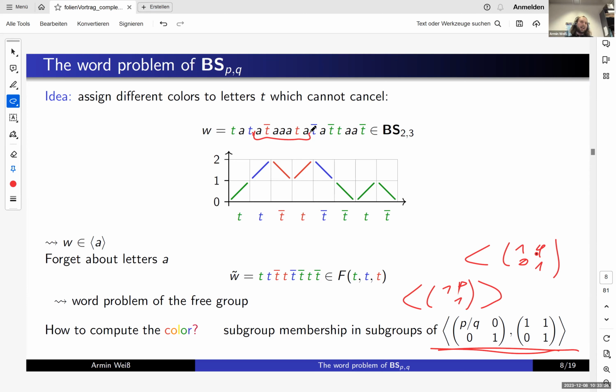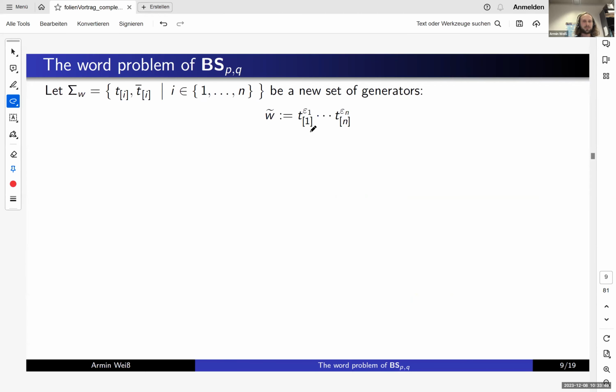And of course, one has to check that what we are doing is actually correct. And of course, we also need to know how to compute it. But to compute it, it's basically solving the word problem. So the subgroup membership problem is a bit more complicated than the word problem in the solvable Baumslag-Solitar group, but it's not much more than the word problem.